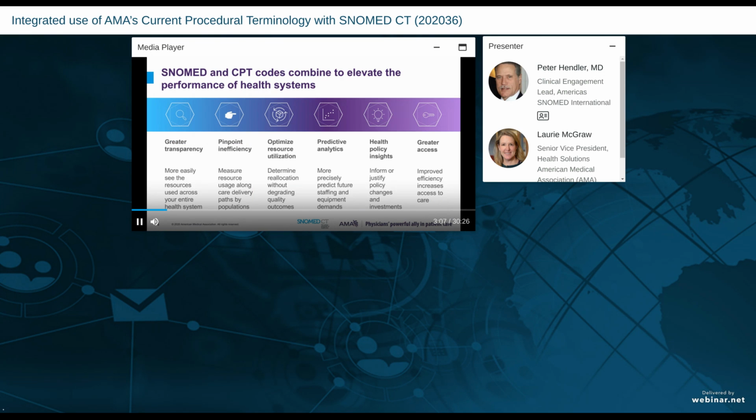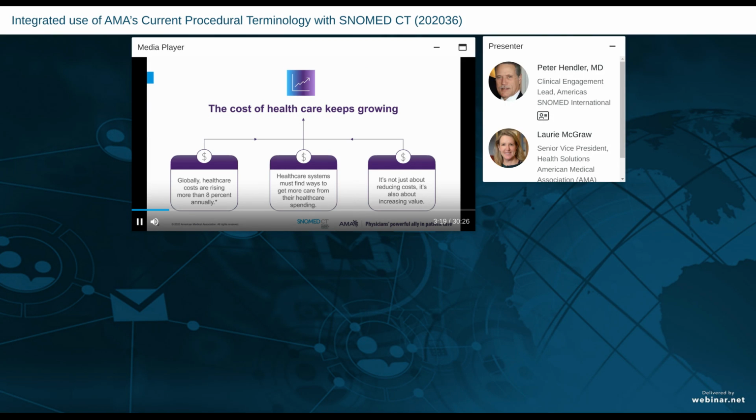These integrated terminologies guide data-driven resource utilization and predictive analytics with the goal of delivering improved patient outcomes. With global healthcare costs growing more than 8% per year, even before the pandemic, there's pressure on health systems to get the best care possible with limited resources. It's about increasing the value for health systems and improving outcomes for patients, making the healthcare resources go further. This is especially true in population health, where cost-benefit analysis is necessary.